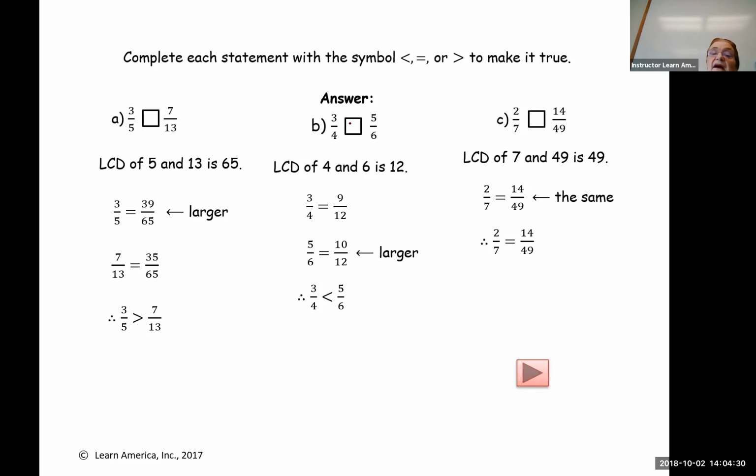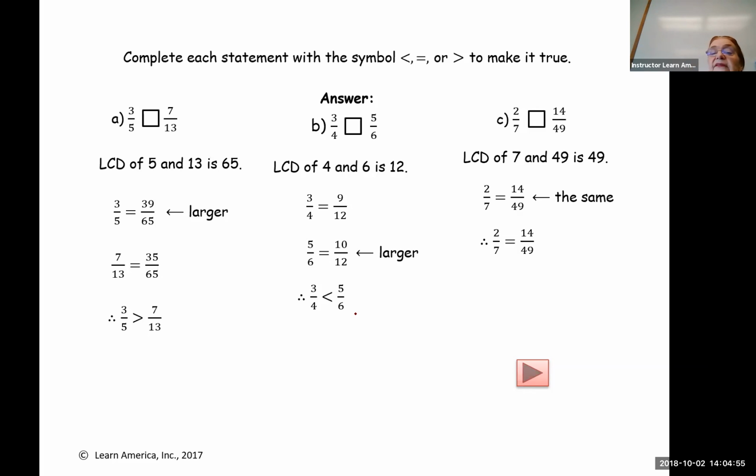In the case of 3/4 and 5/6, again, we look for a common denominator. In this case, the common denominator is 12. So we're changing everything to 12ths. 3/4 is equivalent to 9/12. 5/6 is equivalent to 10/12. And so we then have that 9/12 is going to be less than 10/12. So 10/12 is larger, so 3/4 is less than 5/6.